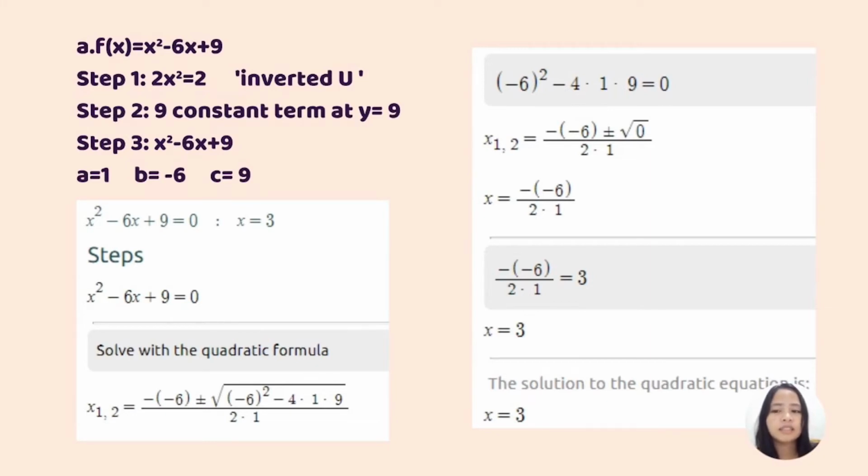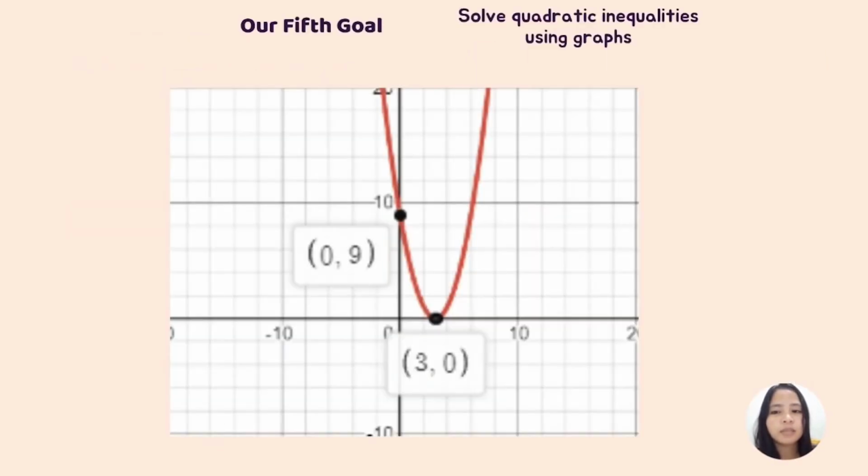So x is equal to 3. f(3) is equal to 3 squared minus 6 times 3 plus 9, so it is equal to 9 minus 18 plus 9, so y is 0. So this is the graph.